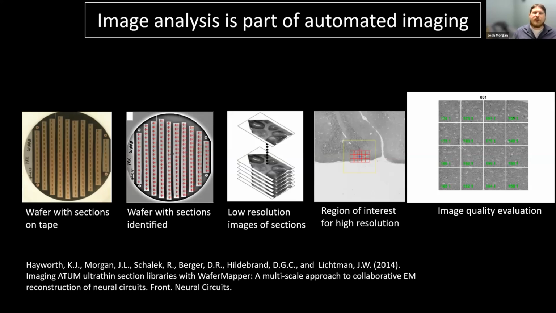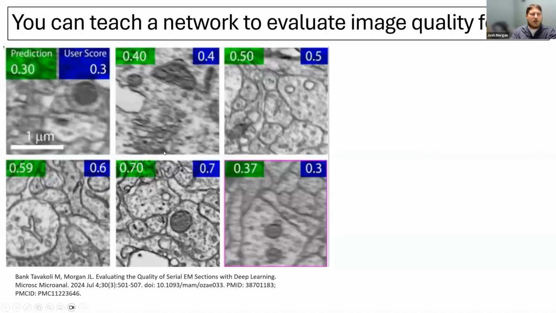You can also use deep learning to monitor this, which is nice because you can kind of not worry so much about what the microscope is doing and just, from the biologist's point of view, decide what is a good image and what is a bad image and what does that look like to a convolutional neural network. So this is a network that we trained in the lab to evaluate images. In blue here is the user score.